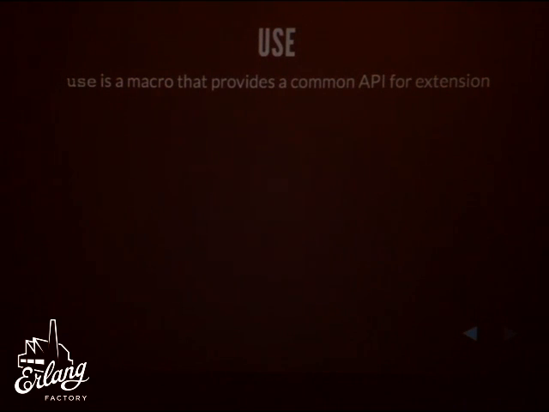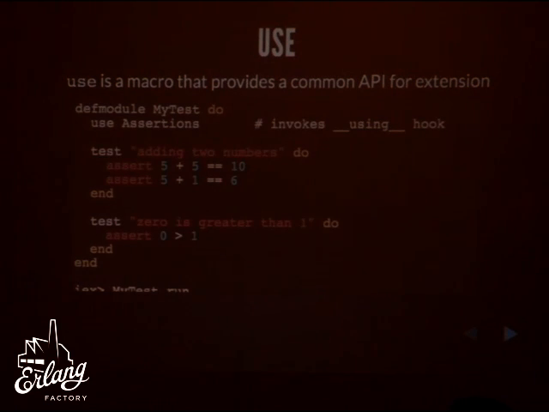And this is where use comes in, which we saw earlier. Use is just a macro that provides a common API for extension. Since any module can have a macro on it that does any kind of code generation, use is just a very simple mechanism to say, I want to do some code generation on this module, and that's it. So we can use this mechanism to produce something like this.